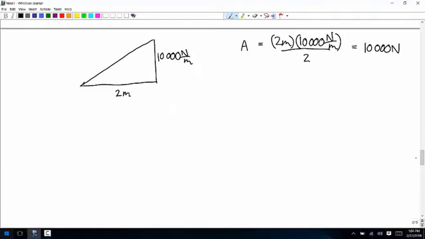And then the centroid. So the centroid is going to be here, and we're looking for the horizontal distance, let's say from this edge. Well, that's going to be 2/3 of that 2 total meters. So this distance is going to be 4/3 meters.